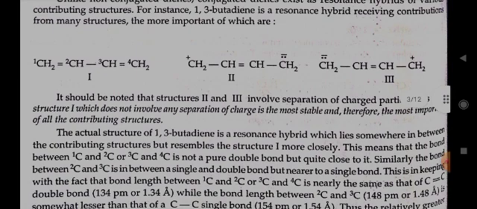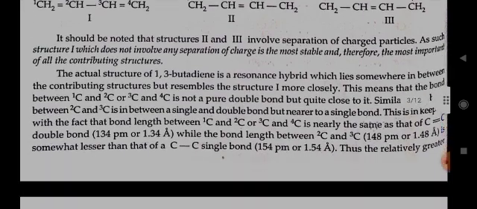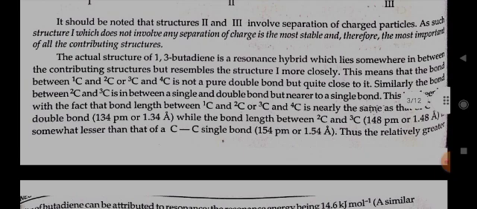where 1 is CH2=CH-CH=CH2, 2 is +CH2-CH=CH-CH2 with a lone pair on the last carbon, and structure 3 is CH2 with a lone pair, -CH=CH-CH2+. It should be noted that structures 2 and 3 involve separation of charged particles. As such, structure 1, which does not involve any separation of charge, is the most stable and therefore the most important of all the contributing structures.